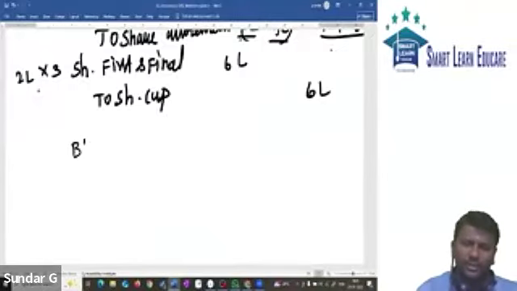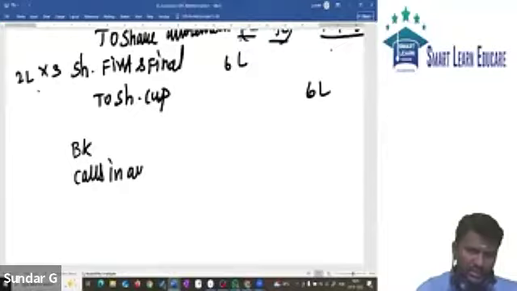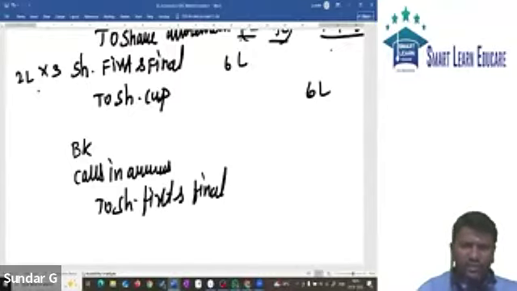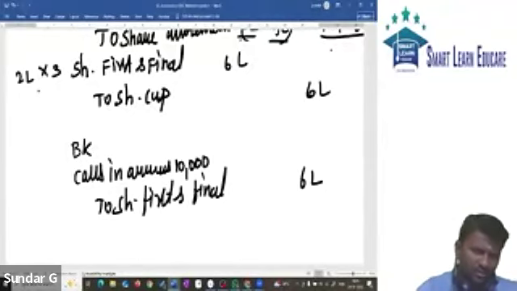Application over, allotment over, call due entry over, now the receipt entry. Bank account debit, calls in arrears account debit, to share first and final call. We have to receive 6 lakh. Pro rata adjustment and all is already done. Now you can directly multiply this with 10,000 shares.